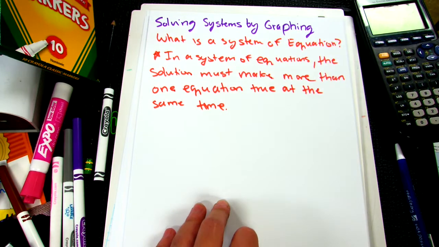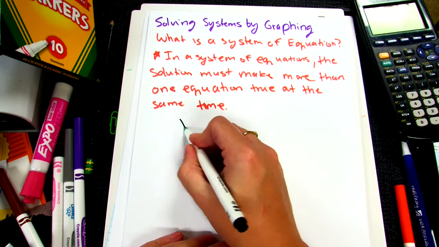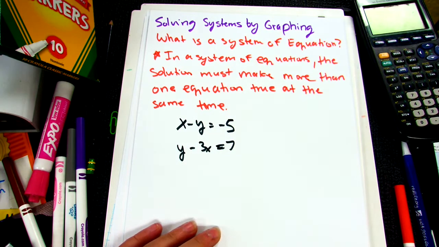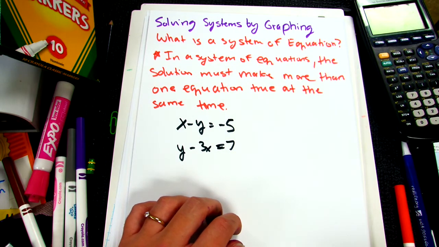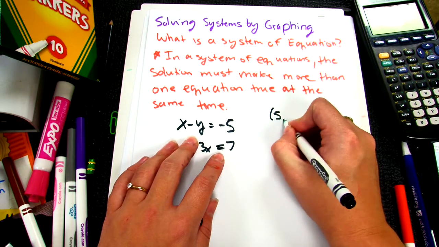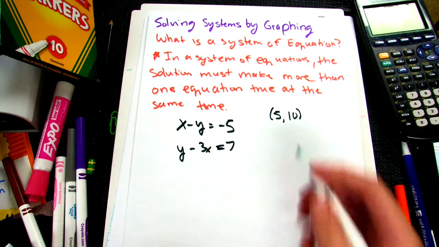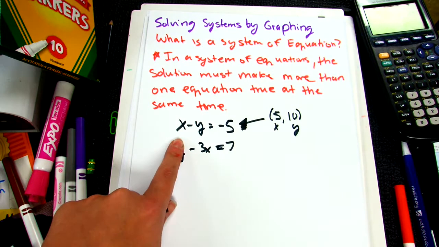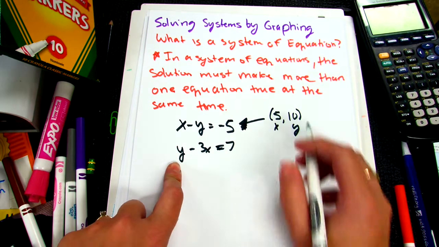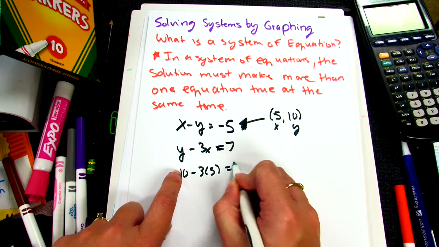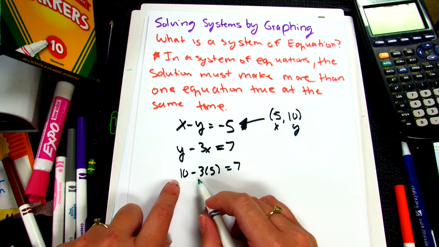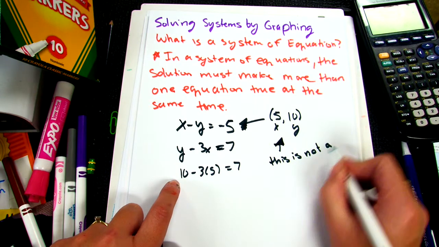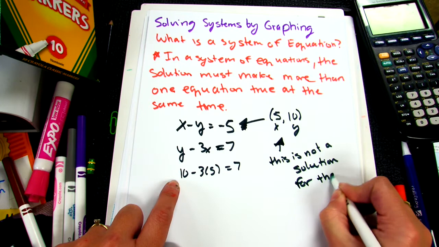Okay, so for example, if we have the system x minus y equals negative 5 and y minus 3x equals 7, if we say, okay, well, a number minus y that's equal to negative 5, that would be something like x equals 5 and y equals 10, right? Because 5 minus 10 equals negative 5, so that would work for this one. But remember, it's a system, so now we have to see, does it work for this one? Well, let's see. 10 minus 3 times 5 is supposed to equal 7. Well, 10 minus 15 is definitely not equal to 7, which means this is not a solution for this system, okay?